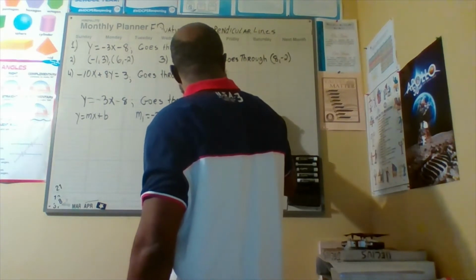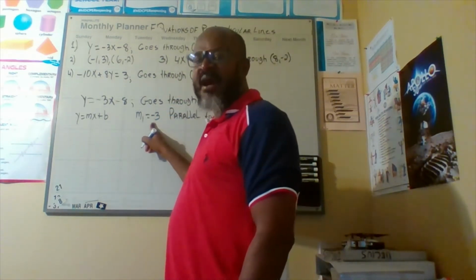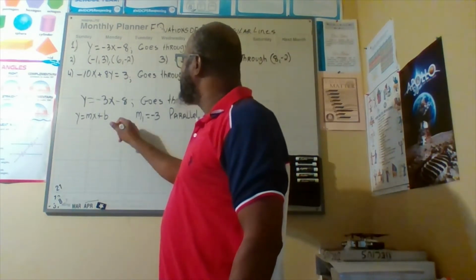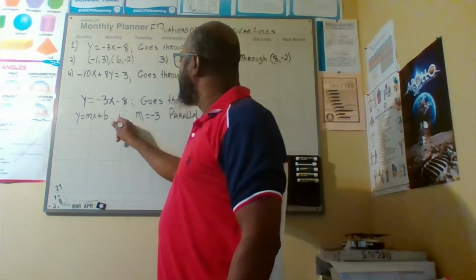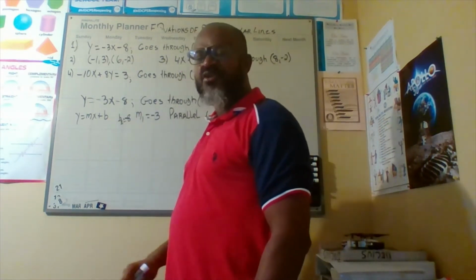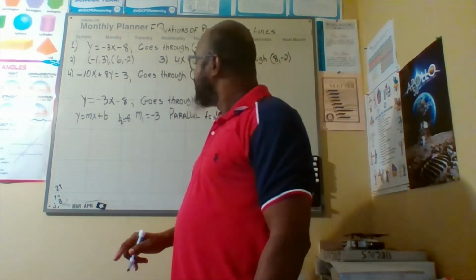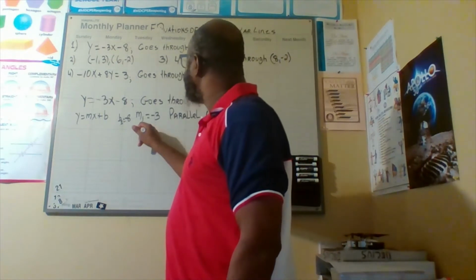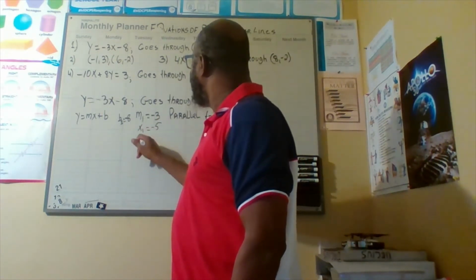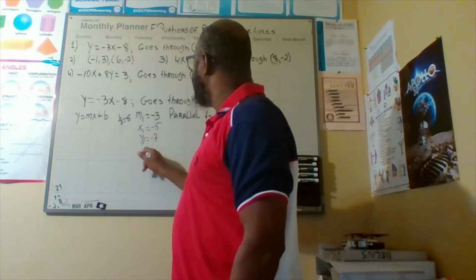So my slope is correct. I don't have to do anything. Parallel lines have the same slope. Remember your b, in this case, b is negative 8. As long as the b of your new equation is not the same as that, then they will be parallel. So in this case, x1 is negative 5 and y1 is negative 7, and we're going to solve for y.